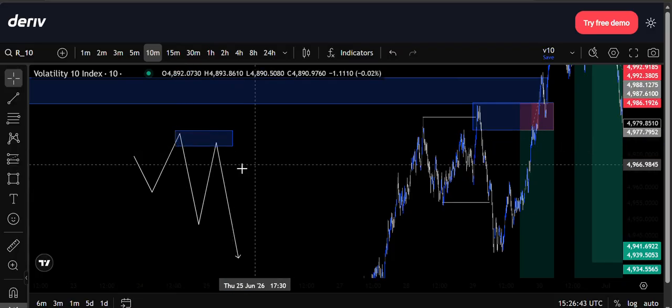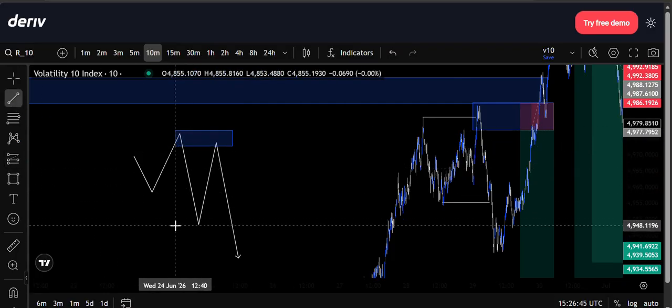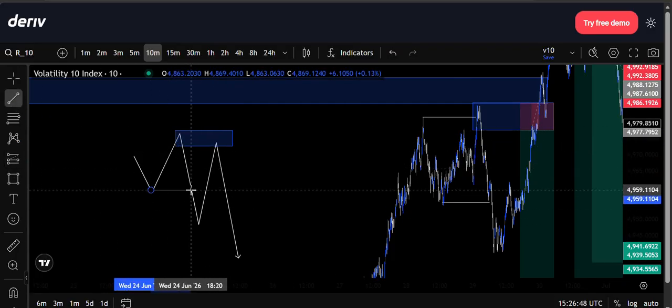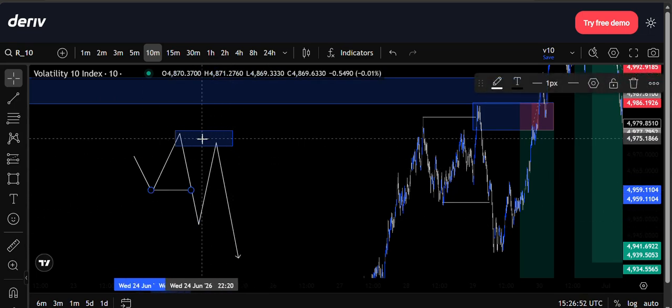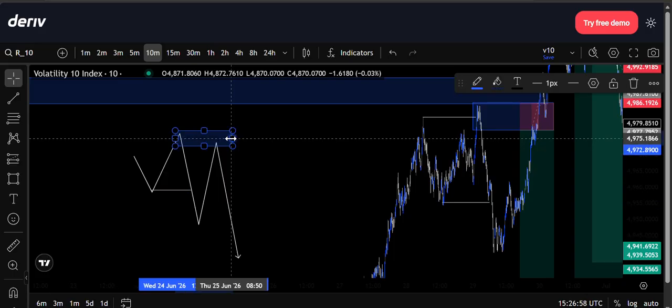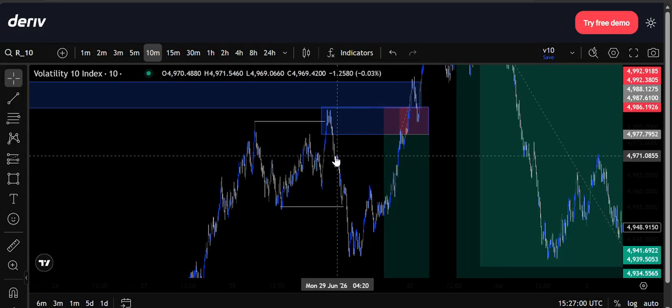We're always looking for something like this, where we'll have a break of structure, and then price retraces to the zone that caused the break of structure, and then we take our entry. This is our entry model on the lower time frame after spotting out our order block on the higher time frame. So that's exactly what we saw here.